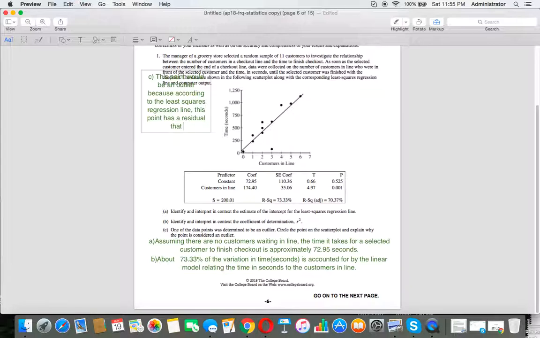So if we have the actual value over here less than the predicted value, we would have a negative residual, and that's how it is in this scenario. The predicted value is actually much greater, so the residual would be negative. That has a residual which is greater in magnitude than the other points of the scatter plot.